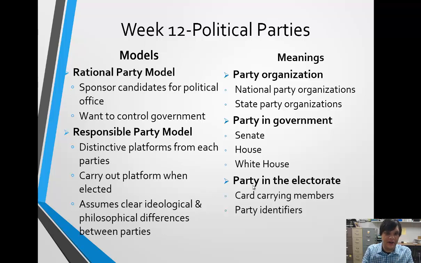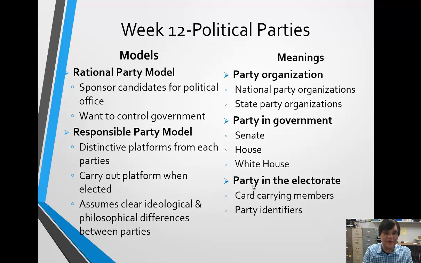In a responsible party model, you know what the party stands for, and you know what's going to happen in office as soon as they do get elected. Now, with the responsible party model, you also need clear ideological and philosophical differences, so that you can distinguish between the two parties, and then the voters will vote on the party platform itself, not on the candidates which the party sponsored, like in the rational party model, but rather voters are voting on the party platform, and then they expect that party to carry out that platform once they are elected.